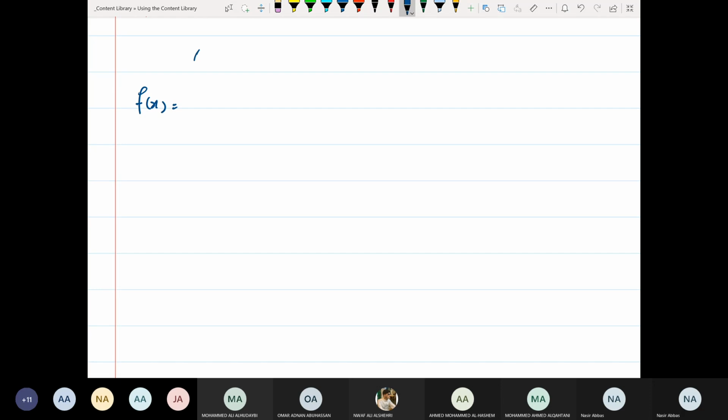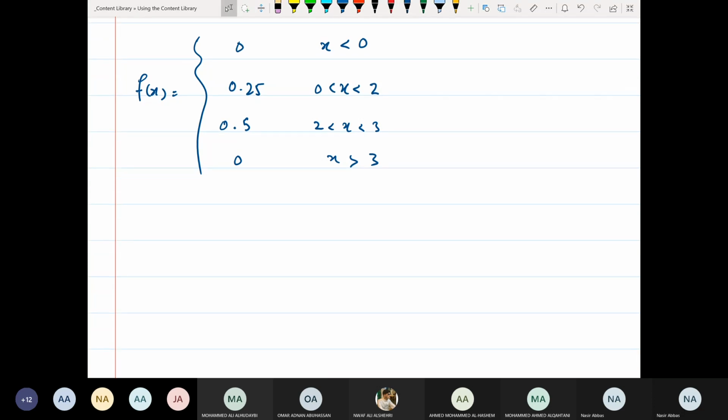Your f of x was 0, let's say below 0, and it was, let us say, 0.25 between 0 and 2, and it was 0.5 between 2 and 3, and it is 0 above 3. Let us say your PDF is like this one. So if you want to find the CDF of this split function, the CDF F of x, that will be simply 0 for x less than 0.